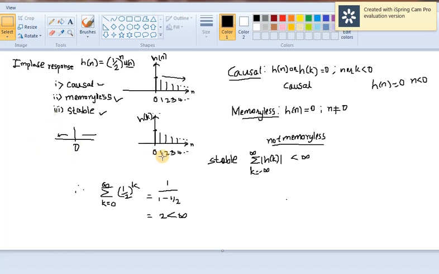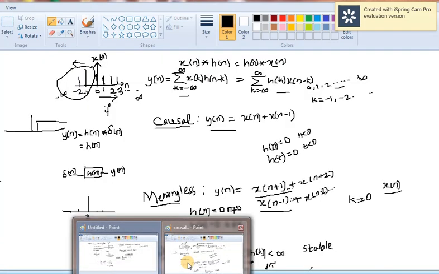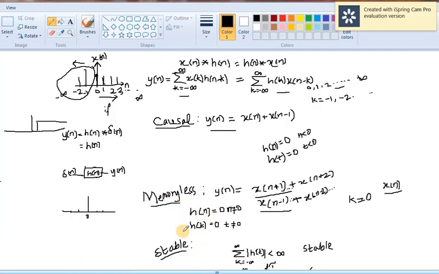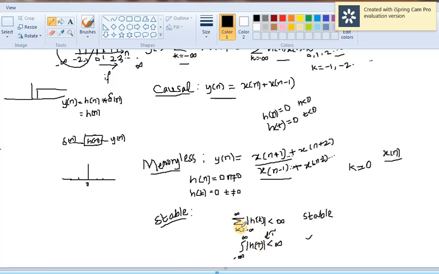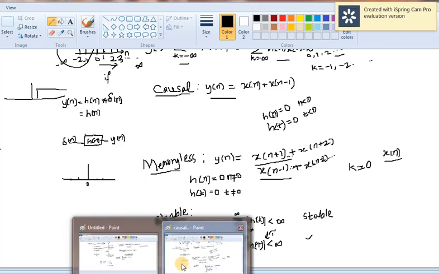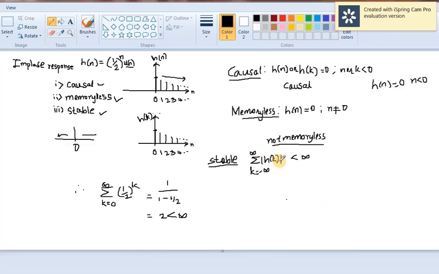Then the next point is regarding the solution of the problem, like stability. So let's check the stability. To check the stability, we should satisfy this condition: summation k from minus infinity to plus infinity, magnitude of h of k, when we solve it, should come as less than infinity. So let's solve that way. After checking this, we'll arrive at the conclusion. So summation k from 0 to infinity.